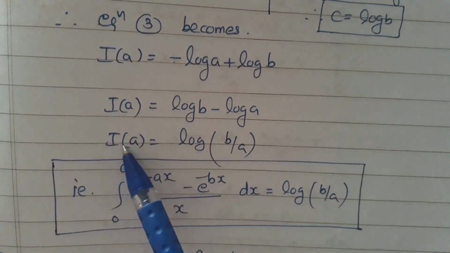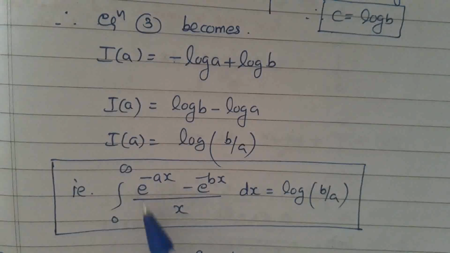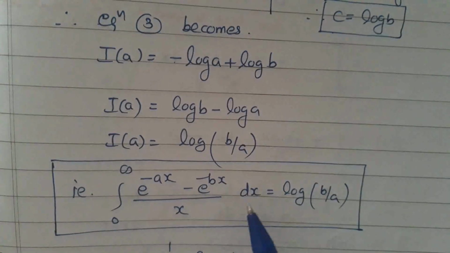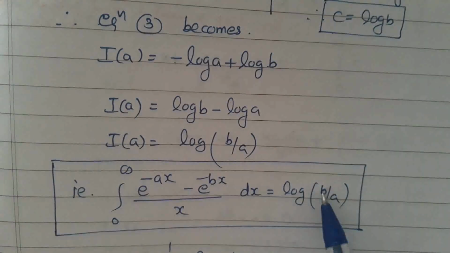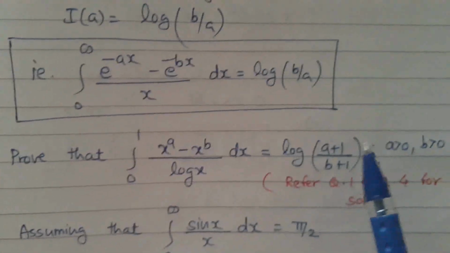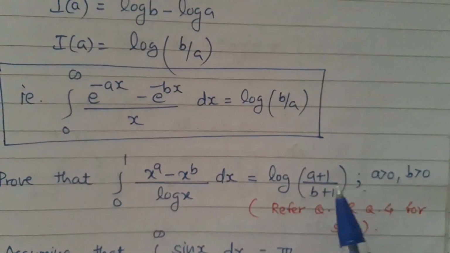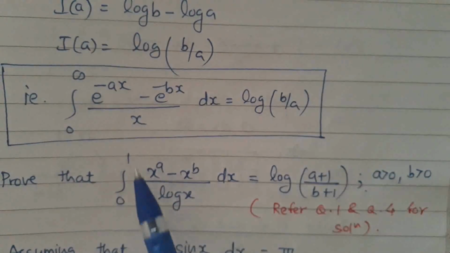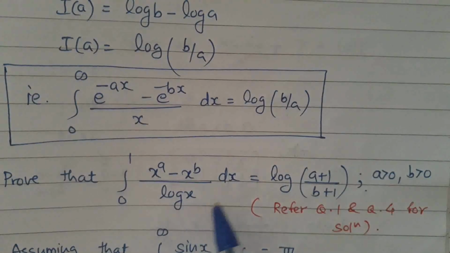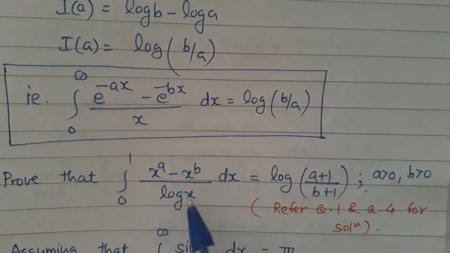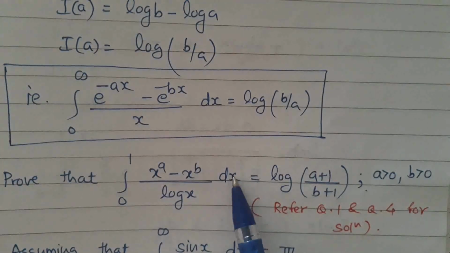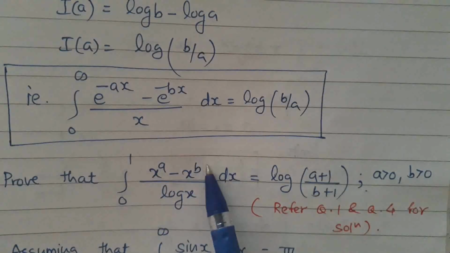Therefore the value of this integral I of a, from 0 to infinity of (e raised to minus ax minus e raised to minus bx) upon x dx, is equal to log of b by a. Using this example, you can solve one more example of the same form. Prove that the integral from 0 to 1 of (x raised to a minus x raised to b) upon log x dx. Again this function is to be integrated with respect to x. So x is the variable and a and b are the parameters.